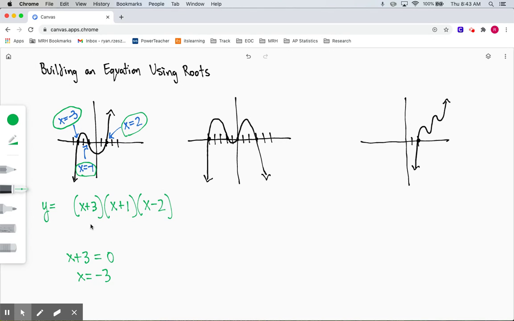If I wanted it to be in standard form, I could sit here and start foiling out these parentheses, but we're not going to do that in this video.